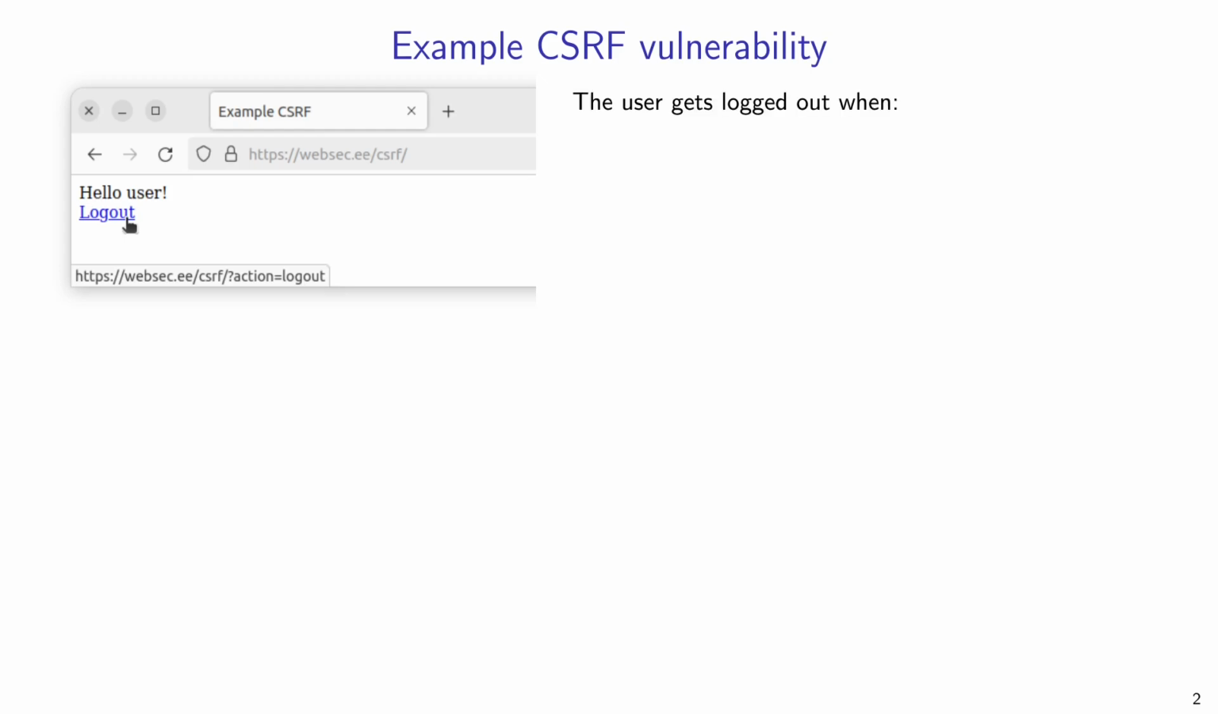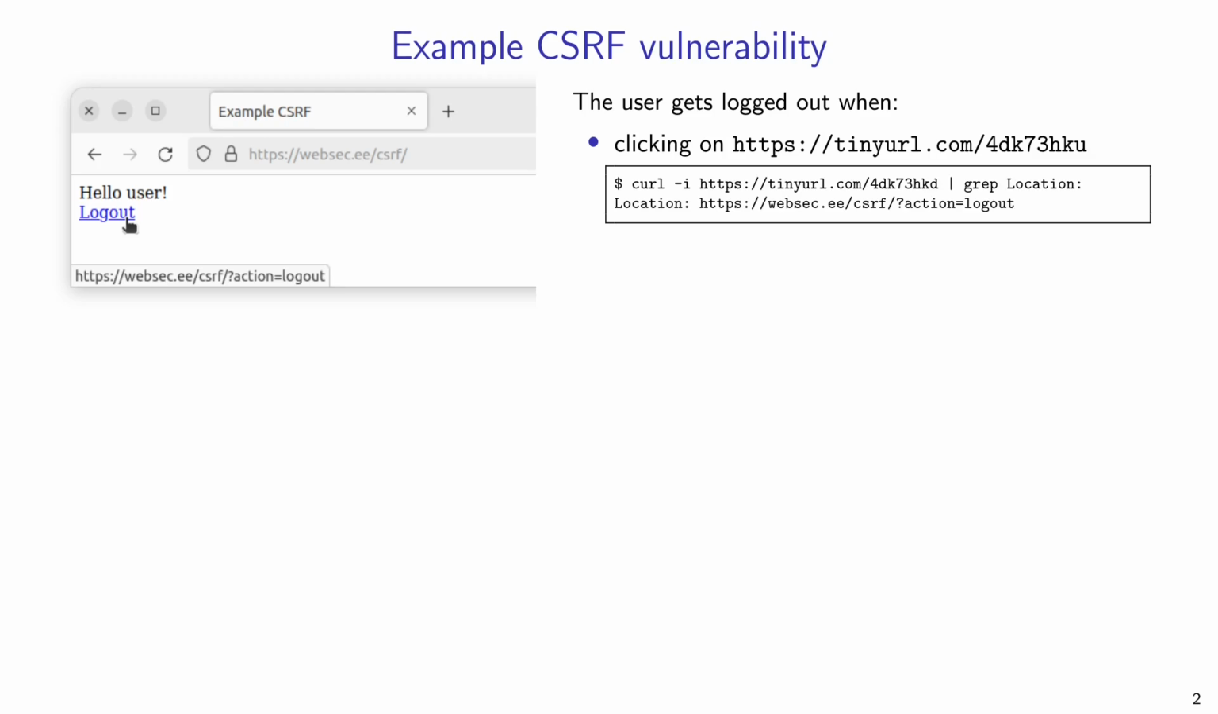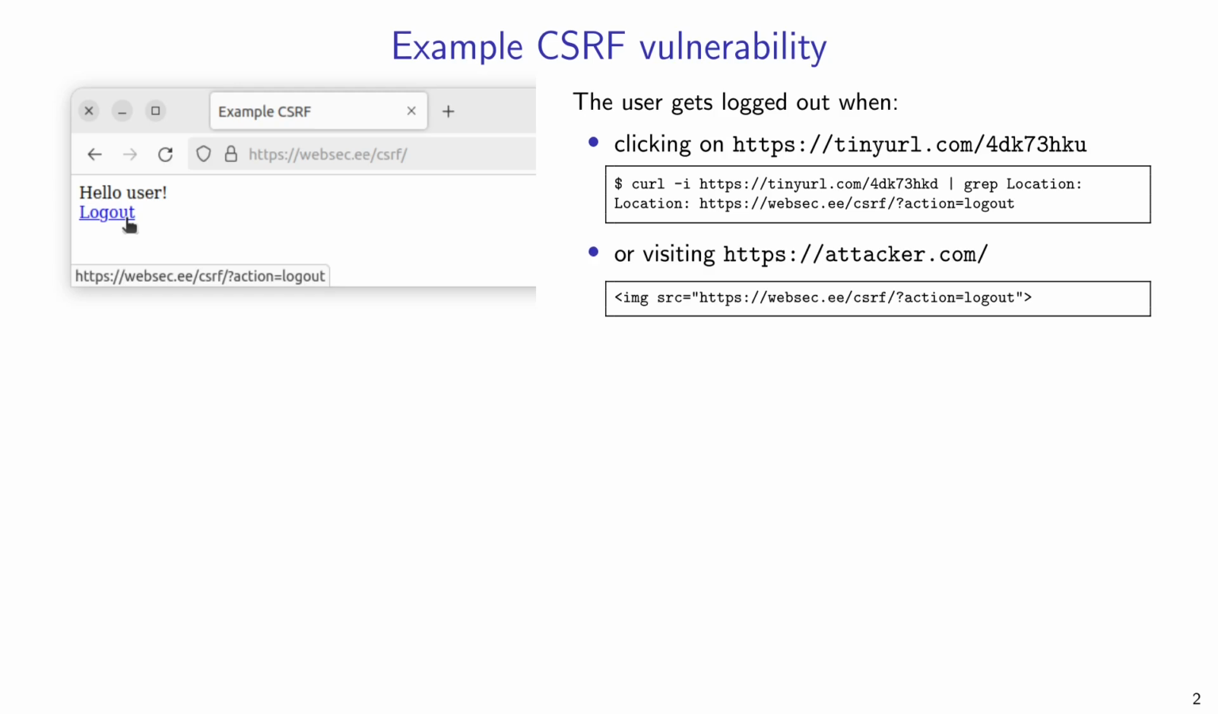For instance, the user will get logged out from the website when clicking on such a tiny URL link received from the attacker. Why? Because when opening the link, the user's browser will be redirected to this URL, which will log out the user from the website. Or alternatively, the user will get logged out when visiting the attacker.com website, which contains somewhere hidden this type of an image tag. Now, this URL actually does not point to an image, but the browser doesn't know it. Hence, the user's browser will try to download the image by sending this HTTP GET request along with the user session cookies, leading to the user being logged out from the website.